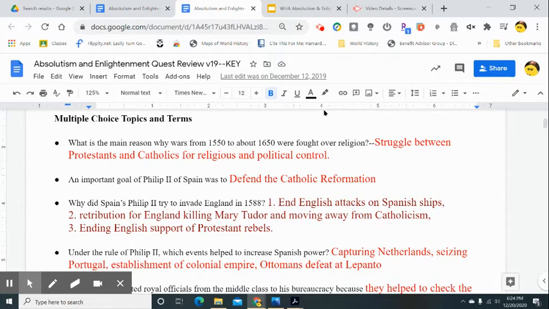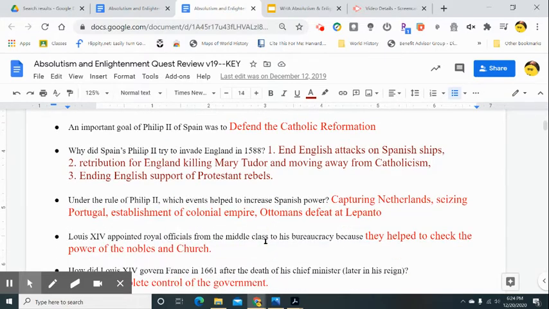Why did he try to invade England? Three major reasons. Remember from your notes: English attacks on Spanish ships, retribution for killing Mary Tudor and moving away from Catholicism, and ending the English support for those Protestant rebels. Those were the three major reasons. And we summarized them before, but the Protestant rebels were in various lands that Spain held as a colonial power. You had another question.